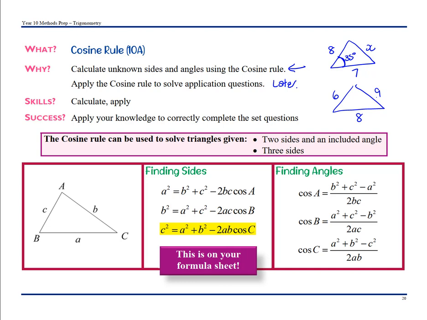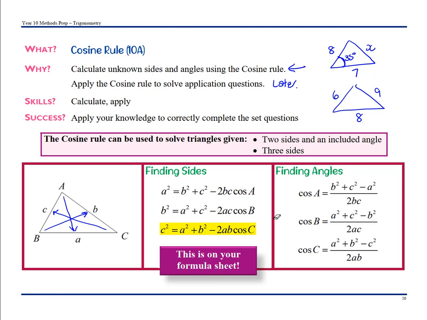Now, following on from our sine rule, the labeling is the same. Opposite our angle A is little a or side A. Opposite our angle B is little b or our side B. And opposite angle C is our little c or our side C.